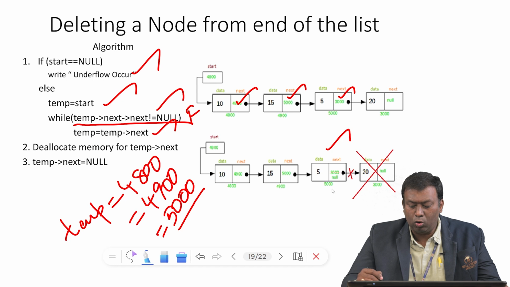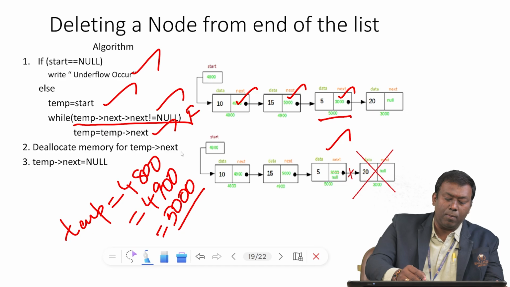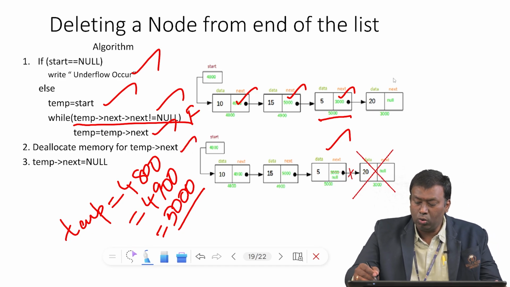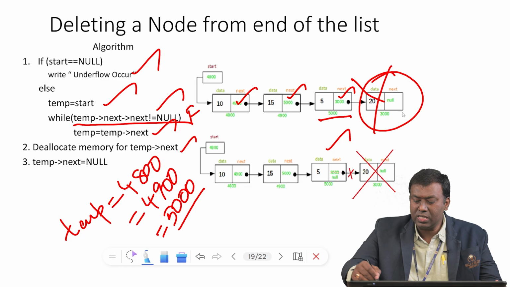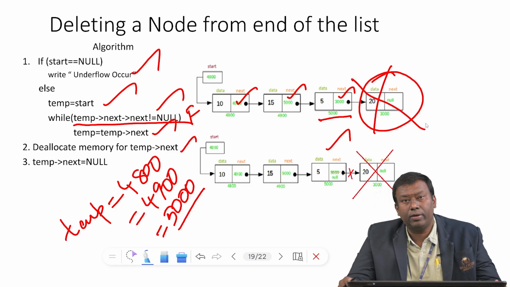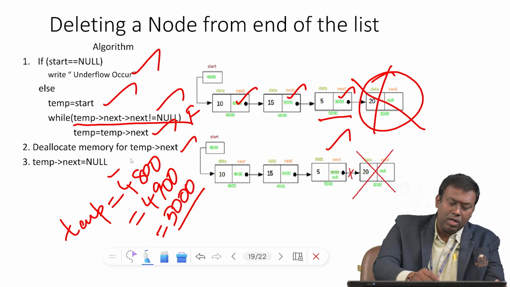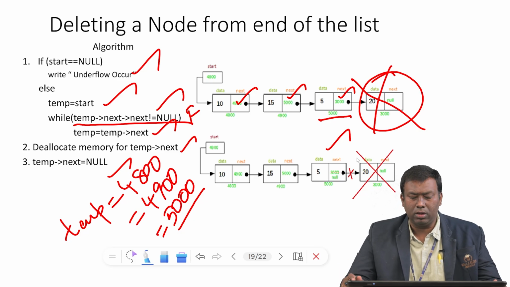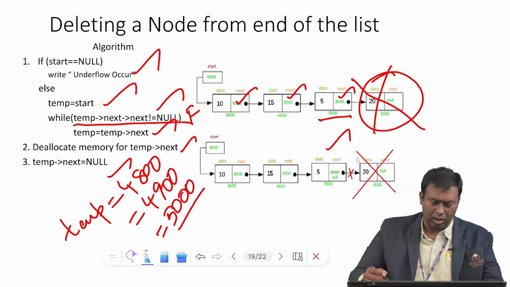If you observe, the node with the address 5000 becomes the last node. But before making this node's next a null, I already said that we have to deallocate the memory. So I am deallocating the memory for the temp of next. 5000 next part is 3000, so the memory allocated for this node has been deallocated. Then finally, temp of next equal to null. That is, 5000 linked part contains the value null. So my task has been done.